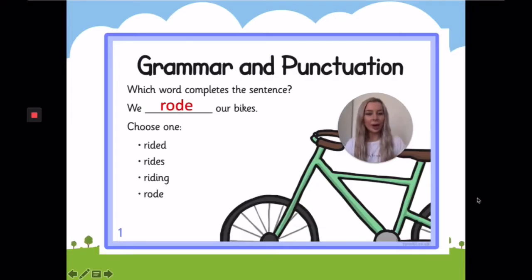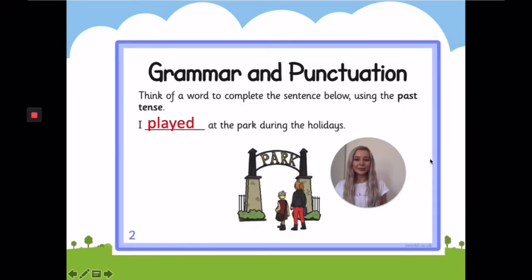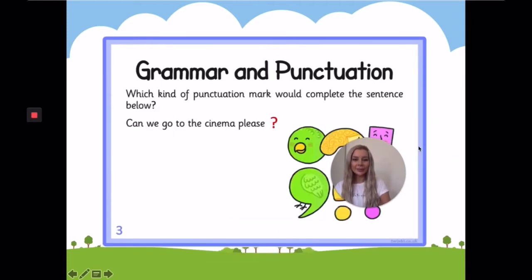Now let's mark and see how you did. So, number 1, it should be we rode our bikes. Now, one that you could have had for number 2 is played. You might have had skipped or jumped or danced even, but usually it has a past tense ed ending, so well done if you got that right. Now number 3 should be a question mark, so well done if you got that right.